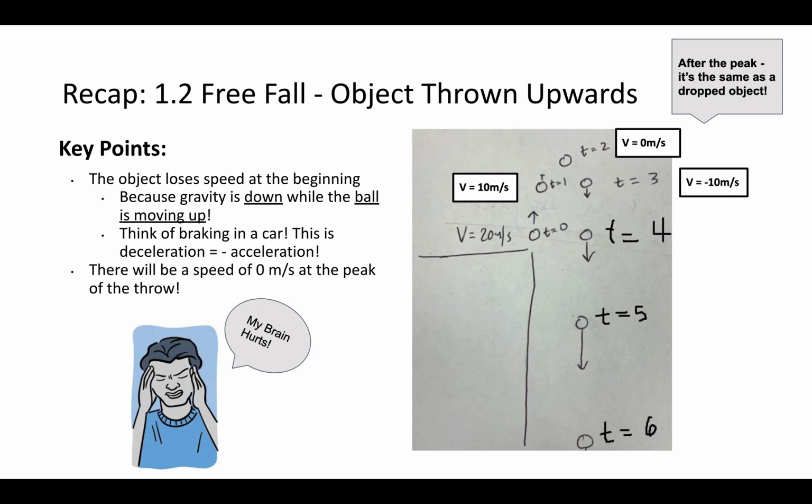1 second after that, we're at negative 10 meters per second. After that, we're at negative 20 meters per second. After that, negative 30 meters per second. And after that, negative 40 meters per second.